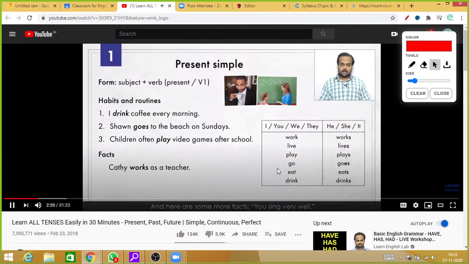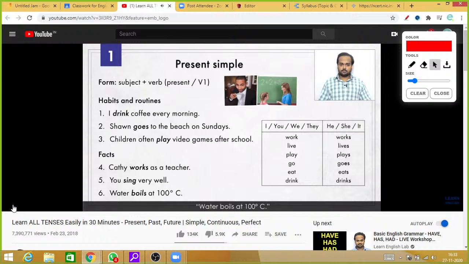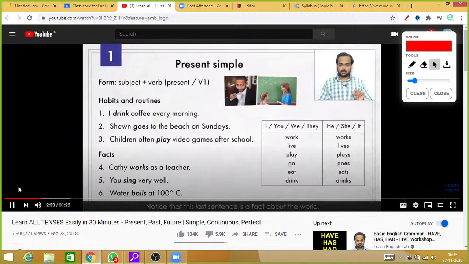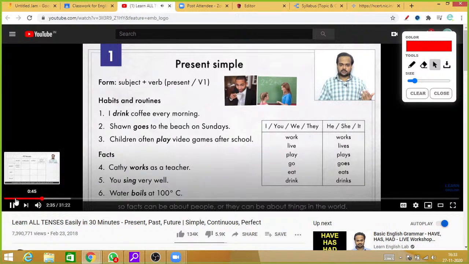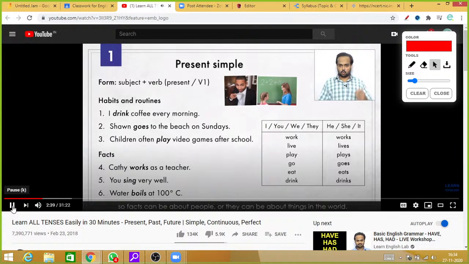And here are some more facts. You sing very well. It's said as a fact about someone's ability. Water boils at 100 degrees Celsius. Notice that this last sentence is a fact about the world. So facts can be about people or they can be about things in the world. Water boils. So it's a thing. What boils at 100 degrees? Water boils. That is the present simple tense.